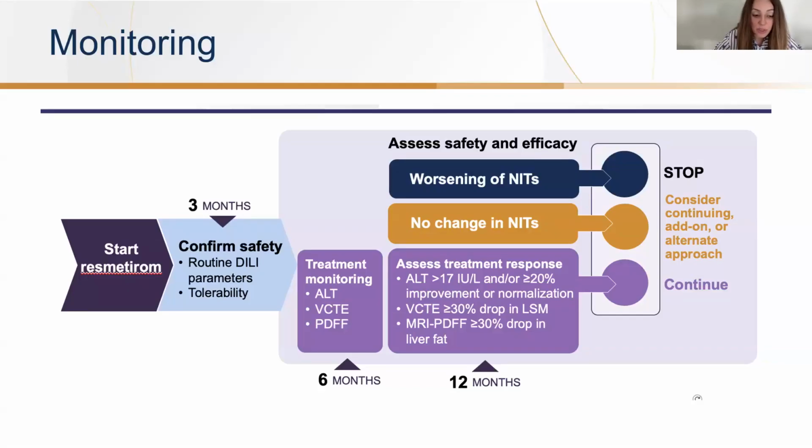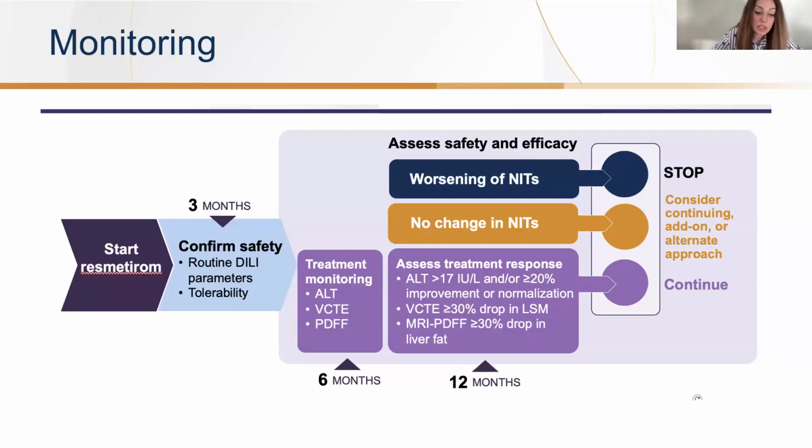So in regards to assessing treatment response, an ALT reduction by 17 points or a 20% improvement or normalization of ALT, and/or a reduction in the level of fibrosis as evidenced by a drop in the stiffness score by 30%, both are considered positive outcomes. And in these cases, treatment should be continued for at least 1 year. Of note, changes in the CAP score alone are insufficient to determine treatment response until further data are available.